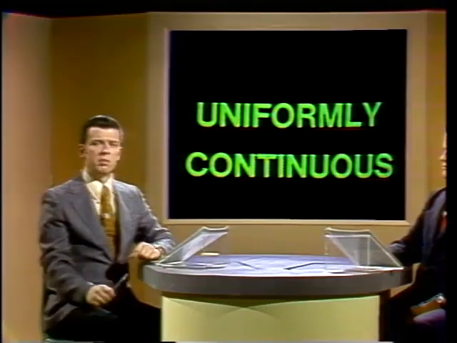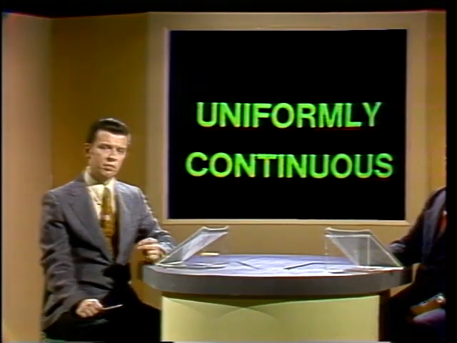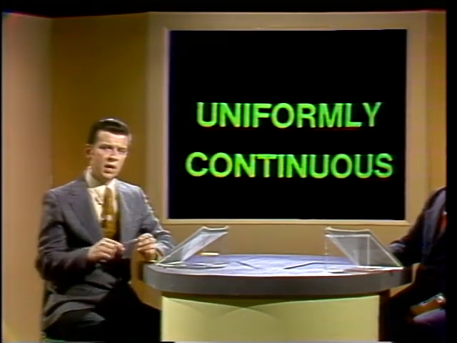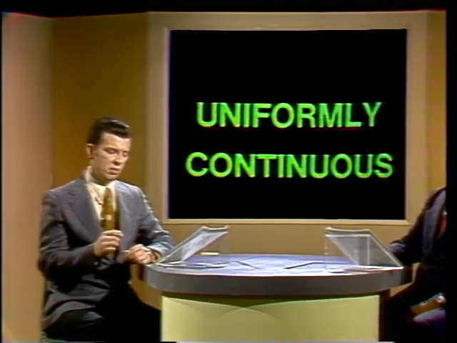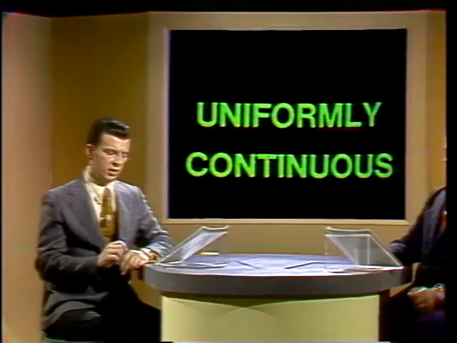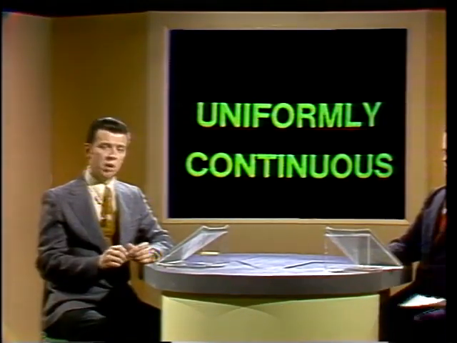That is, for any given epsilon, there is a single value of delta that will work for every value of a in the interval. Such functions are said to be uniformly continuous on the interval. Keep in mind that simple continuity is a property of a function at a point, whereas uniform continuity is a property of a function on an interval.